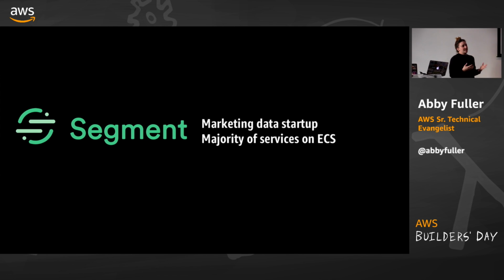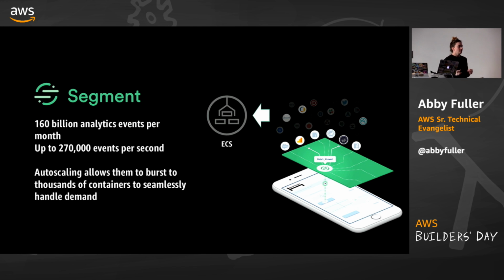So people were using ECS. This is Segment, a marketing data startup. They run the majority of their services on ECS, and they were pretty happy with this. I think these numbers have gone up since I got them, but they process around 160 billion analytics events per month. That's up to 270,000 a second. They do that on ECS.